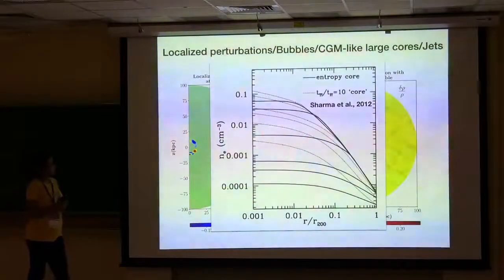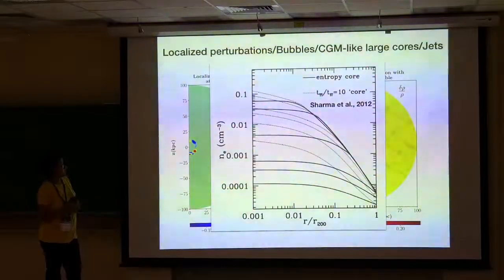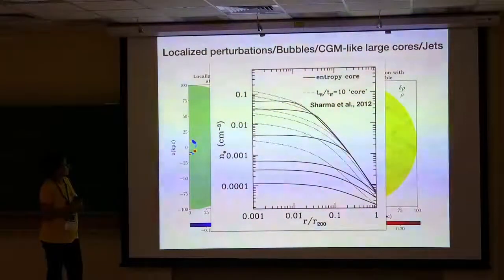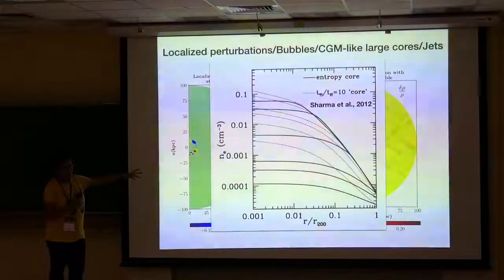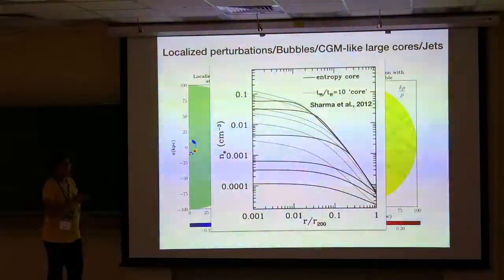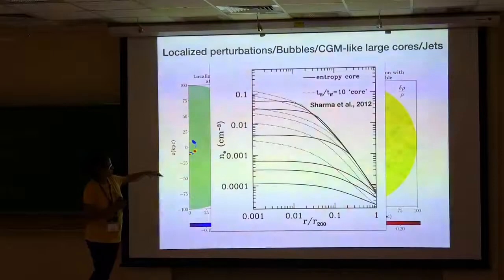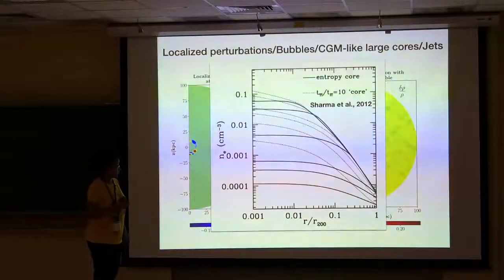This is from Pratik's paper in 2012. This is a number density plot, but as we go to smaller and smaller density profiles, these have a more constant entropy in the center. The entropy gradient is lower and lower in such systems. So we want to see the effect of this constant entropy, where the core becomes larger, and this is similar to the CGM in lower mass halos.